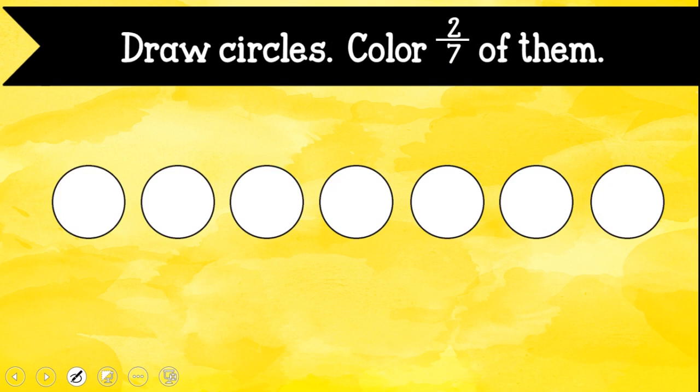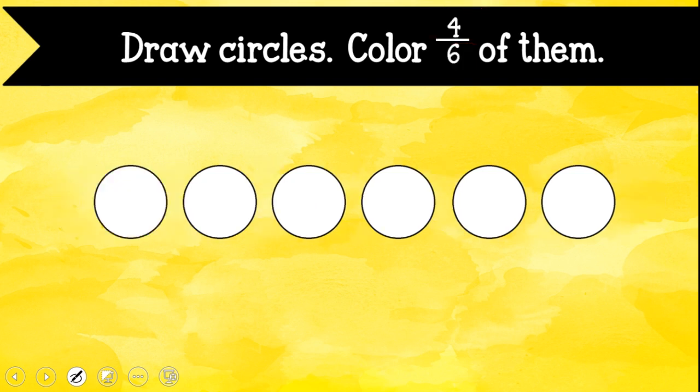Now, when it comes to drawing, okay, same thing. We did this yesterday. So there are 1, 2, 3, 4, 5, 6, 7, but I need to color 2. There you go. 2 are colored. So now I know the fraction of the ones that are colored is 2/7.